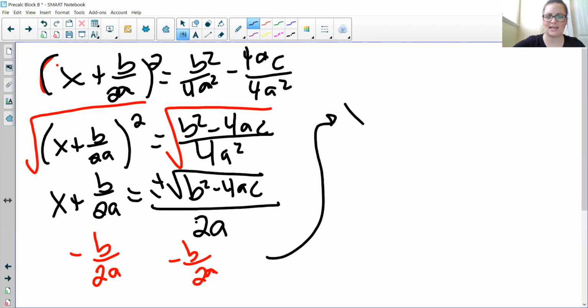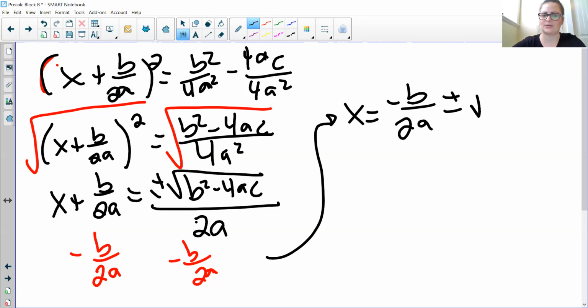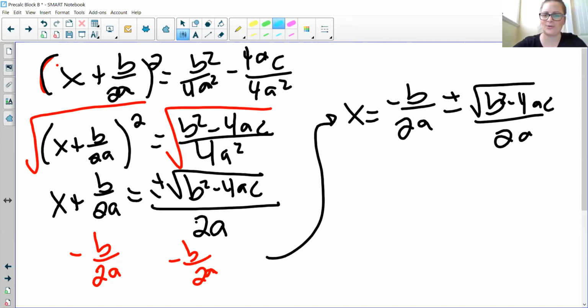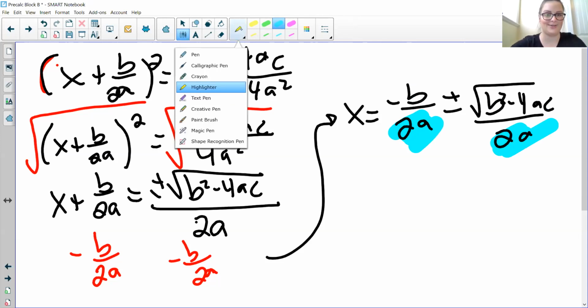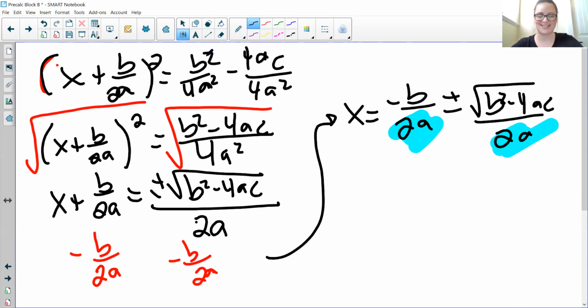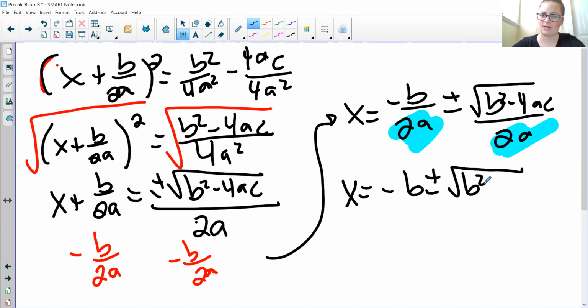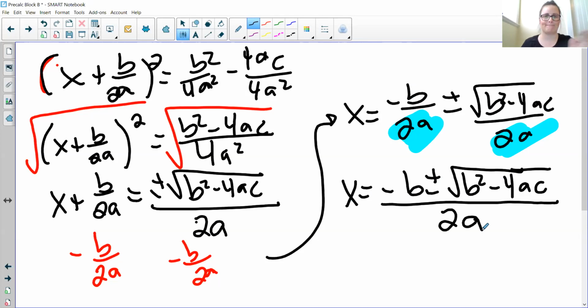And I'm going to get that x equals negative b over 2a plus or minus the square root of b squared minus 4ac over 2a. And I don't know if you've noticed this, but every time you do this, you end up with the same denominator, and you're like, how'd that happen? And it works out that way. So x is going to equal negative b plus or minus the square root of b squared minus 4ac, all divided by 2 times a. And that is the quadratic formula.